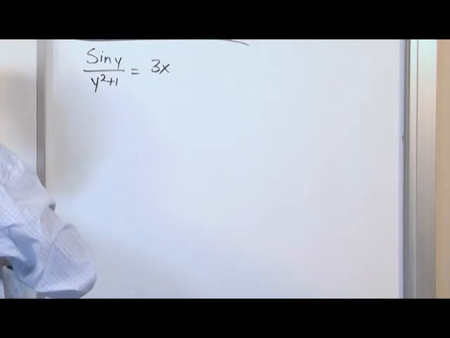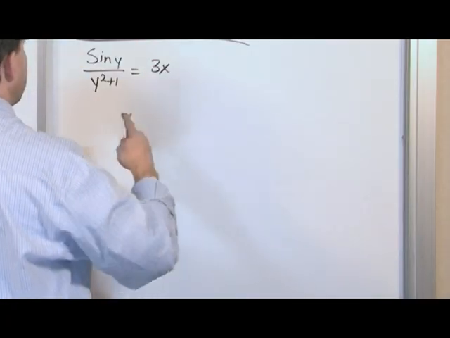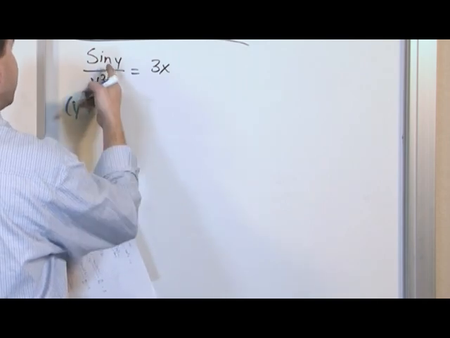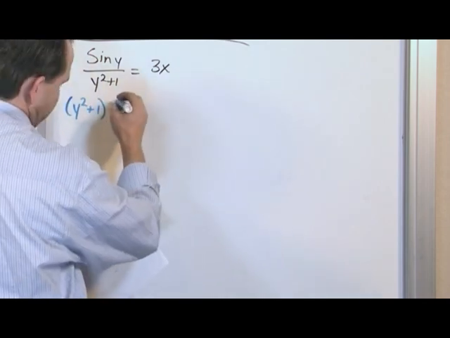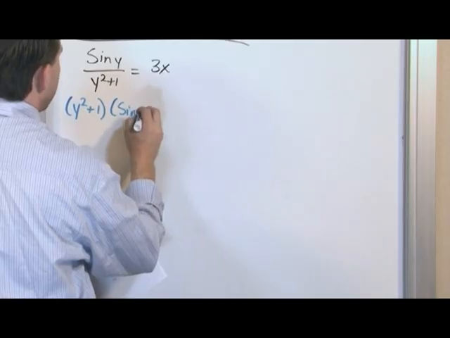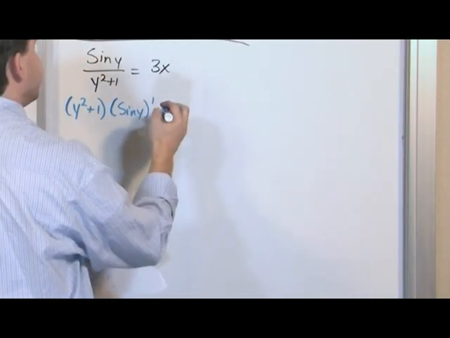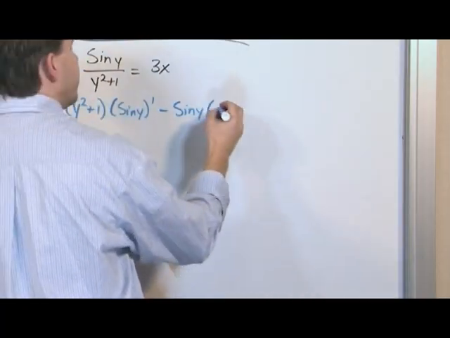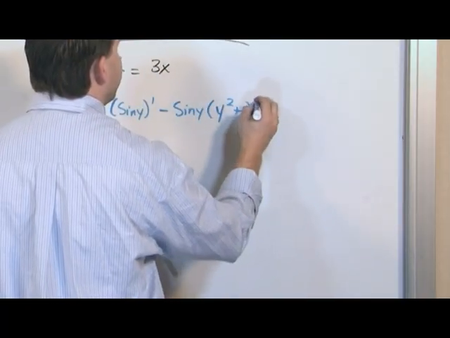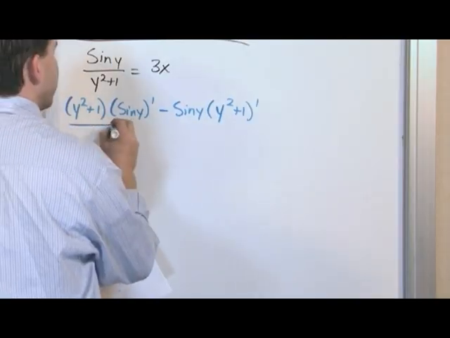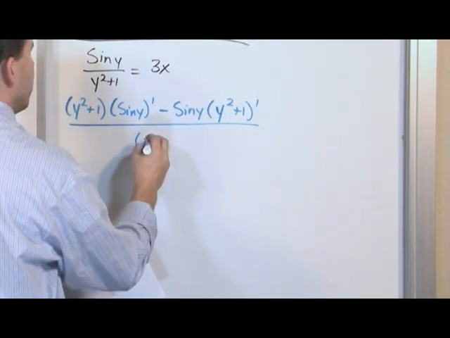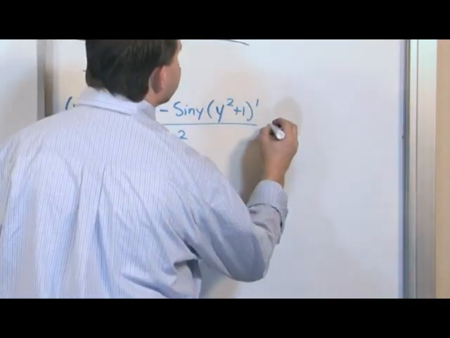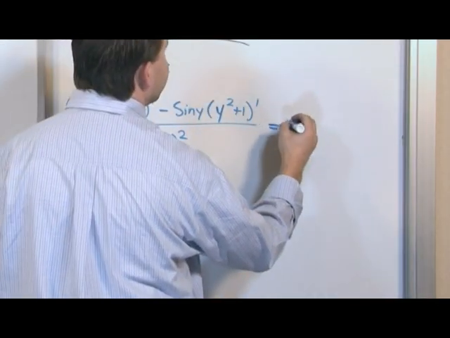On the left, we take the derivative using the quotient rule. Bottom times the derivative of the top, y squared plus 1, times the derivative of the top. So what I'm going to have is sine y prime, bottom times the derivative of the top, minus the top times the derivative of the bottom, y squared plus 1, derivative of the bottom, over bottom squared. So it's going to be y squared plus 1 squared. Just leave it like that for now. Okay, and on the right-hand side, we'll take the derivative of 3x, which is just simply 3.